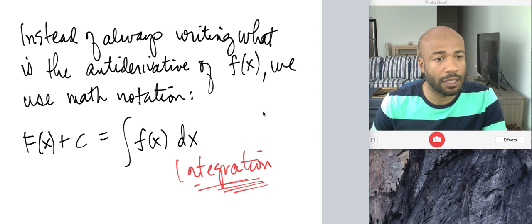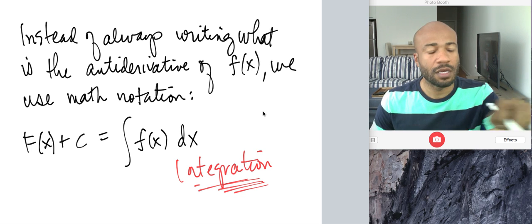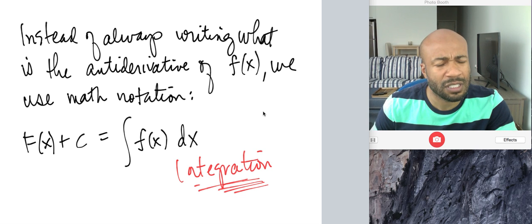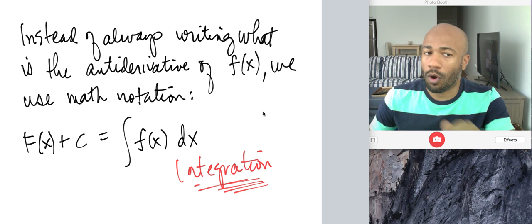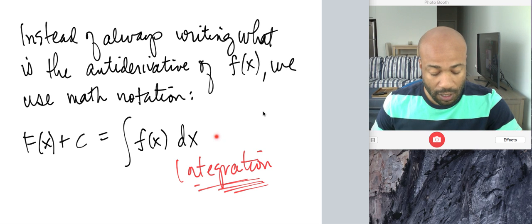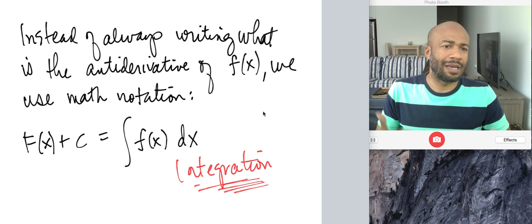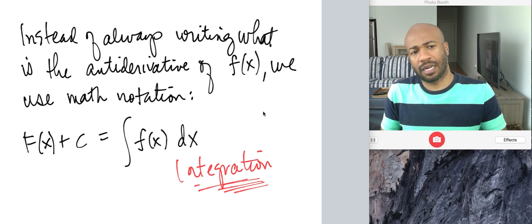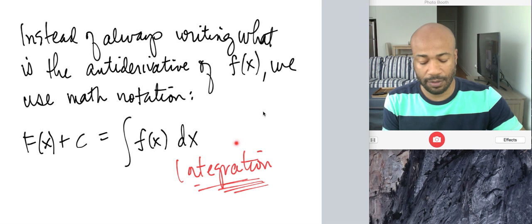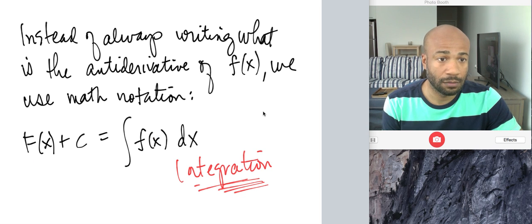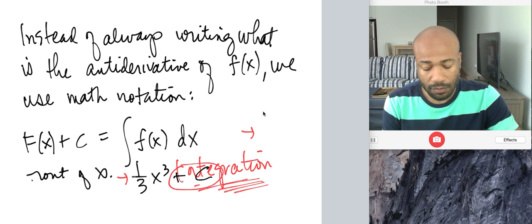And that tells you that you're on the x-axis and you're working on an interval along the x-axis, right? So it just tells you in what respect or on what axis you're on. And we call this integration. So instead of always asking what's the antiderivative, we use this symbol right here, the integral of f of x with respect to x.